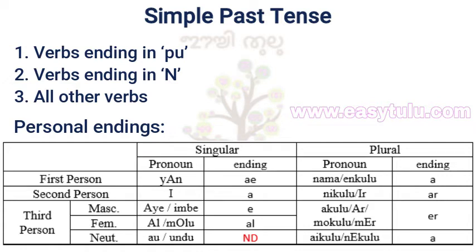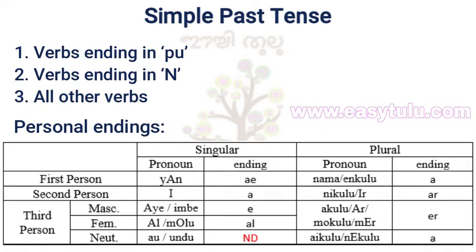First person plural nama or enkulu, personal ending is a. Second person plural nikulu or iru, personal ending is ar. Third person human plural akulu, aru, mokulu or meer, personal ending is er. Third person non-human plural aikulu or nekulu, personal ending is a.